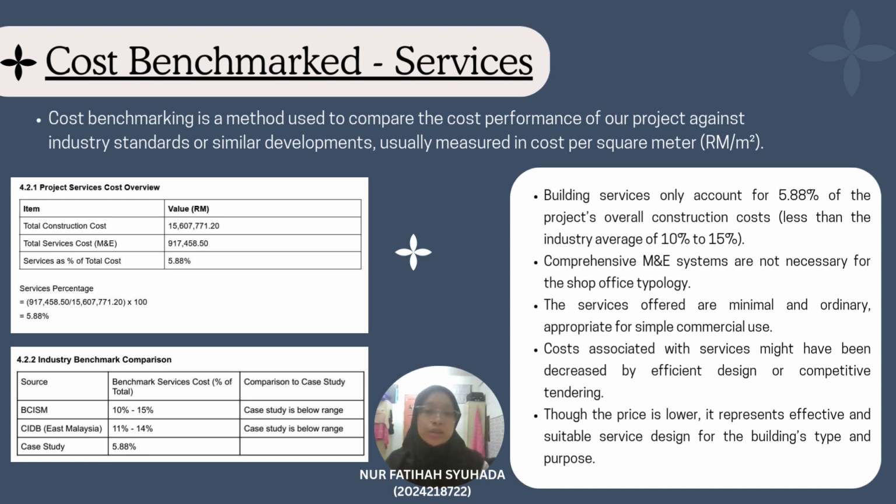There could be multiple reasons for this deviation. Firstly, comprehensive M&E systems like lifts, HVAC chillers, and smart building controls are not necessary for a shop of this typology. The services offered are probably minimal and ordinary, appropriate for simple commercial use. Additionally, costs associated with services might have been decreased by efficient design or competitive tendering. The elemental breakdown may not have fully incorporated certain service-related components, such as external works or tentative sums, which could have been included under other elements.